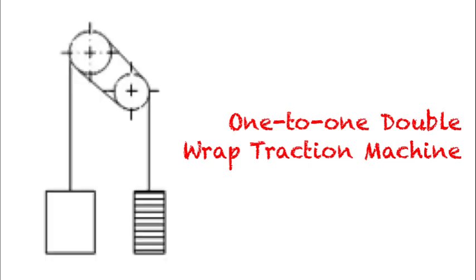1-to-1 double wrap traction machine. Cables first wrap over the traction sheave T, then around the secondary or idler sheave S, and once more going around T and S to the counterweights. This provides greater traction and is used in many automatic, high-speed installations.